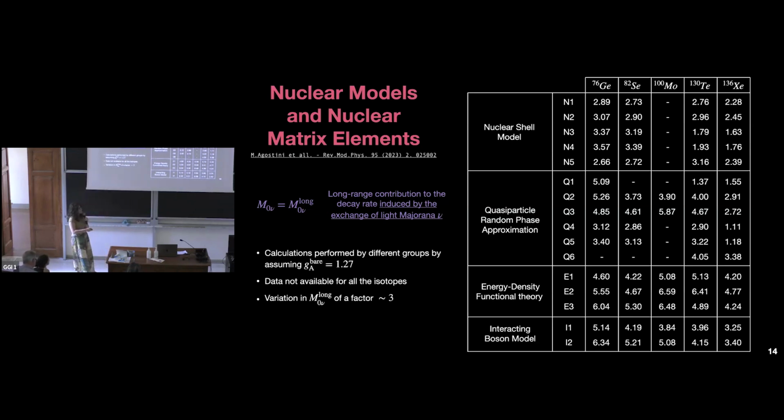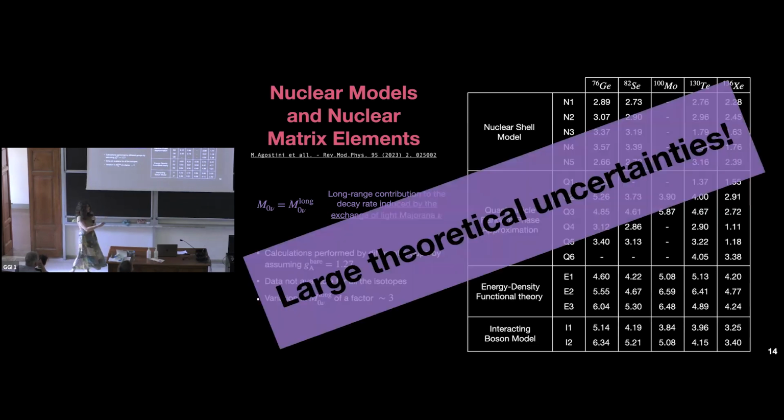And you can see that, assuming a nuclear model, there are several independent simulation groups performing the calculation, and they still disagree on the final result of this nuclear matrix element. And also you can see that there are a lot of missing pieces in this table. So this can give you an idea of the complexity and the huge uncertainty that still affect this nuclear topic.